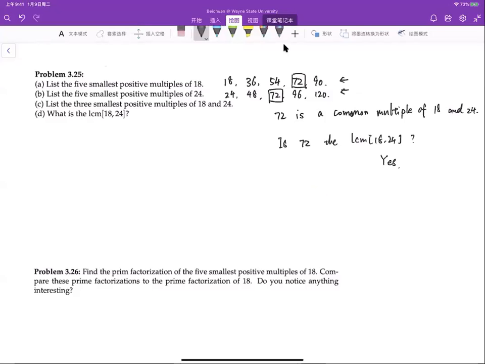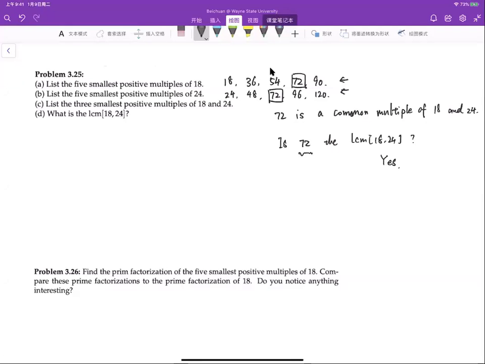And then let's go back to question C. List the three smallest positive multiples of both 18 and 24. Now you know that 72 is the smallest one. Can you list the next two common multiples? Any ideas? All right, go ahead. We can just write a list of the multiples of 18 and 24, and then find the ones that appear in both that are also the smallest.